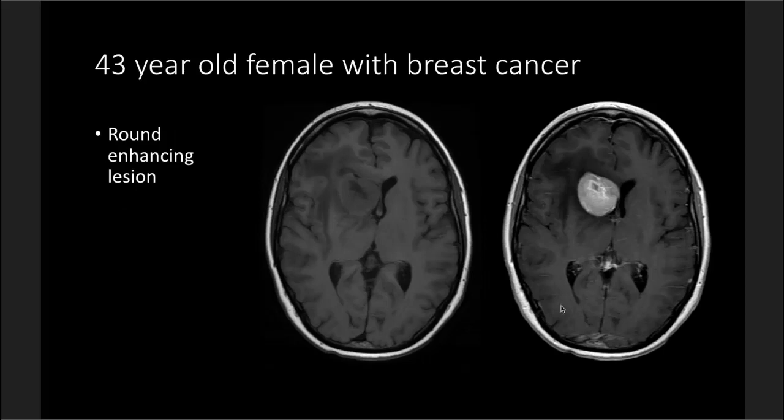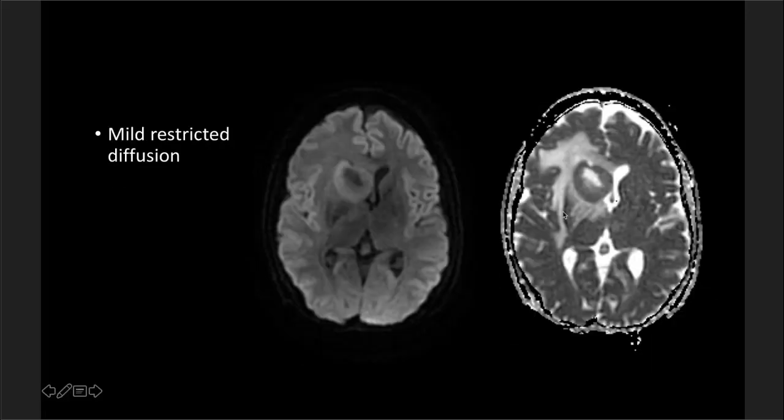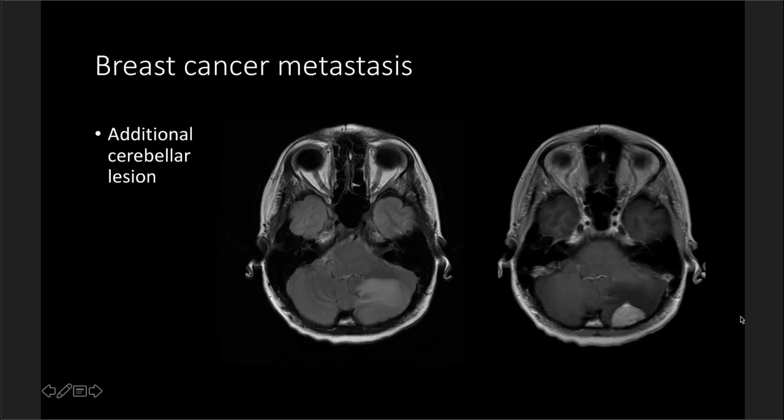So here's a 43-year-old female with breast cancer, T1 pre-contrast, T1 post-contrast. We have a large, solid nodule of enhancement in the brain parenchyma, or round enhancing lesion. On T2 and T2 FLAIR, you can see that there's surrounding vasogenic edema affecting the white matter, sparing the cortical gray matter. And on the diffusion-weighted image, there's mild restricted diffusion, so some dark signal on ADC. And when we look at the rest of the brain, we see that there's an additional lesion in the left cerebellar hemisphere that's enhancing and has adjacent edema. So this is metastasis from breast cancer.